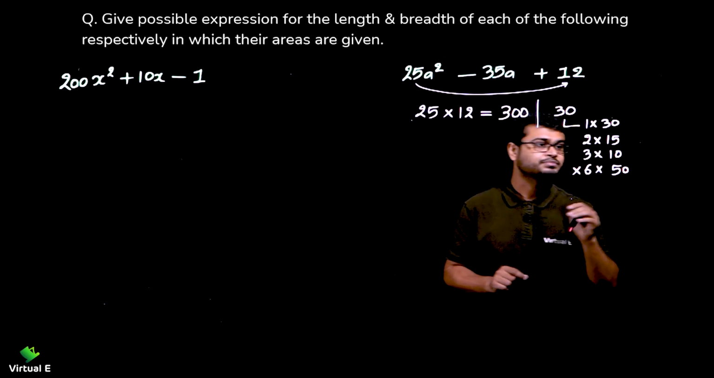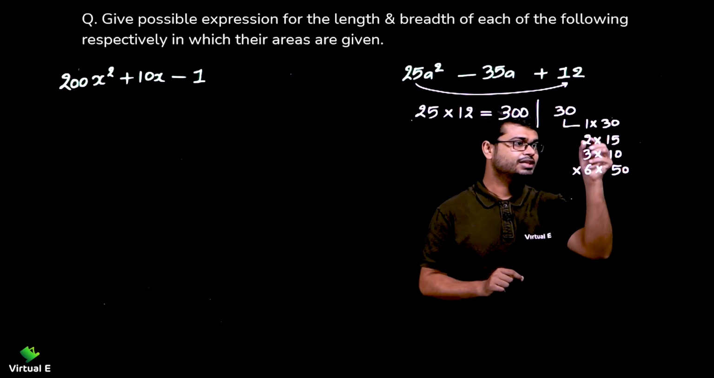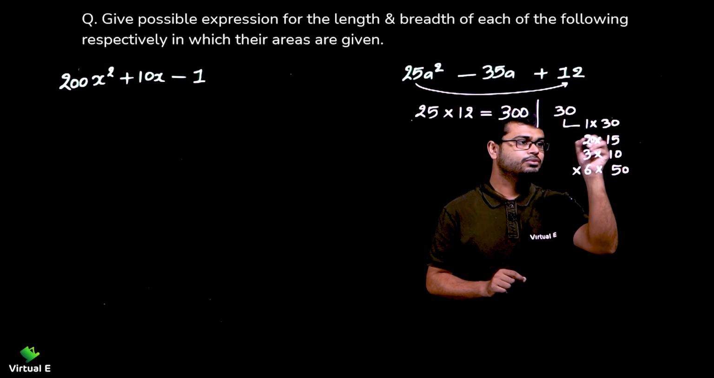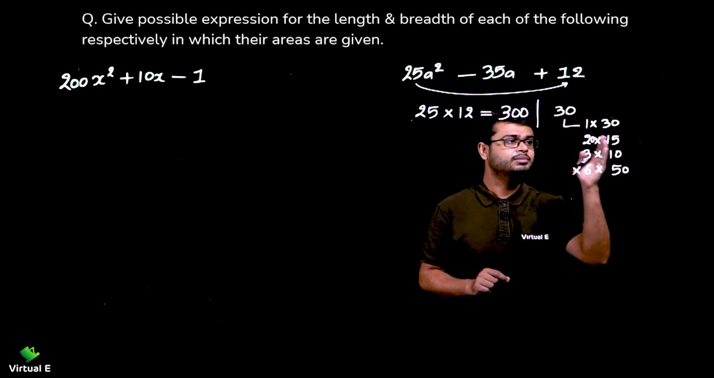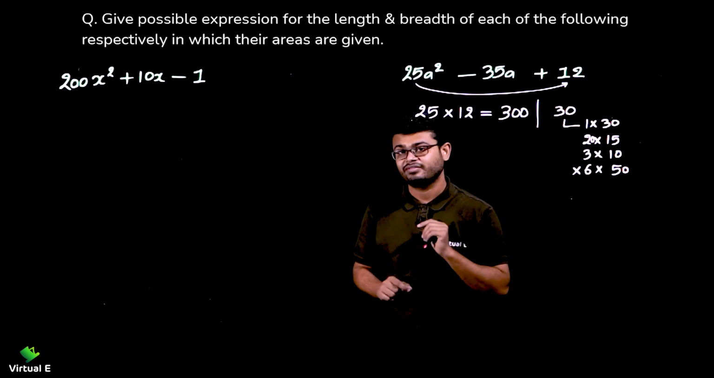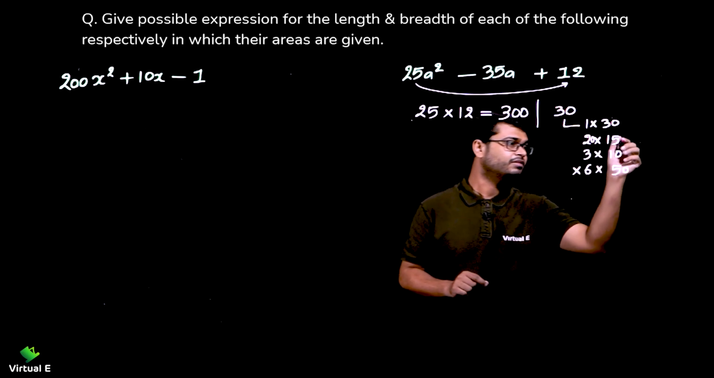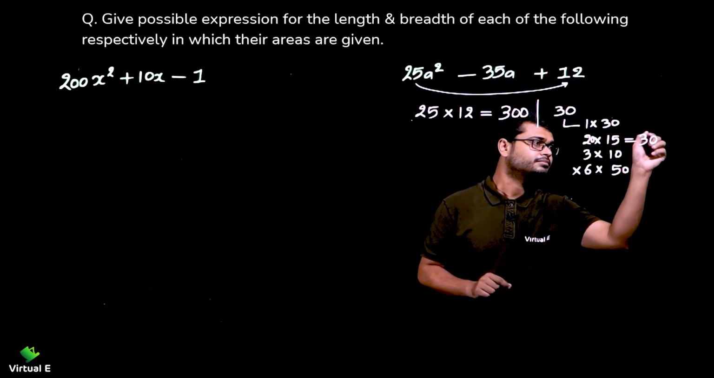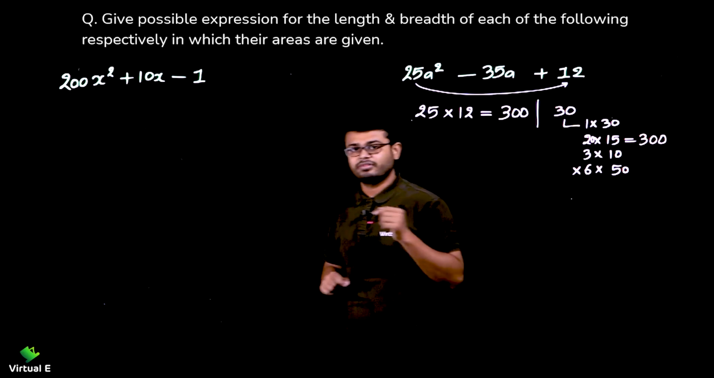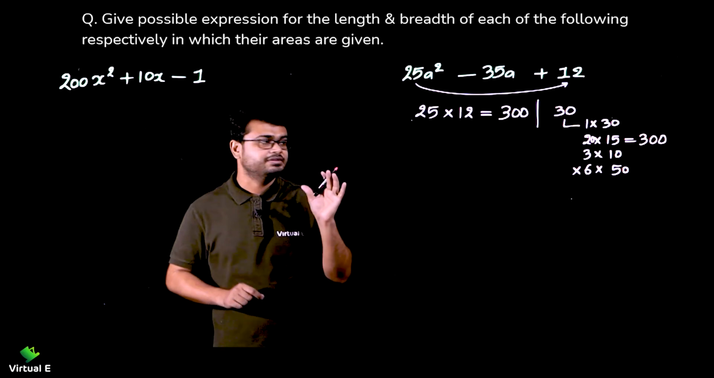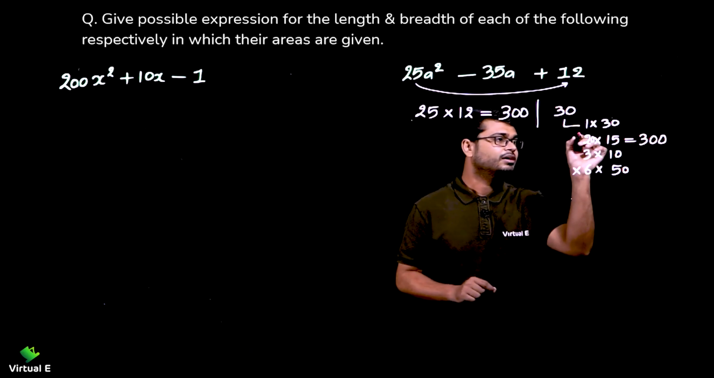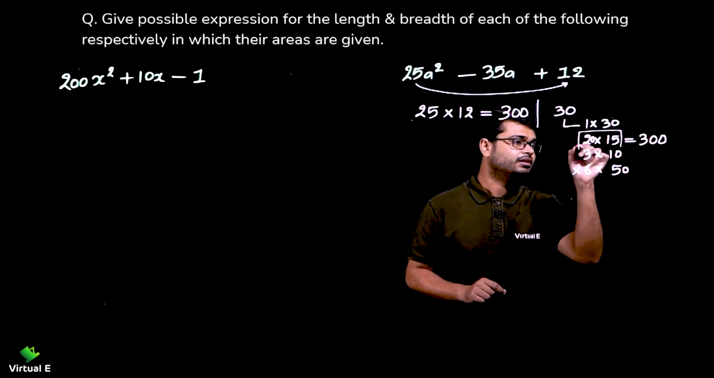That's way far, right? Let's try with this one. Let's put 20 with 15 over here. 20 plus 15, we get 35. And 20 into 15 will be what? 300, right? That's what we want. So what are the choice of factors? That is 20 multiplied by 15.